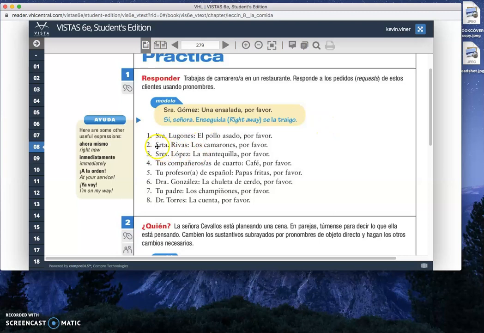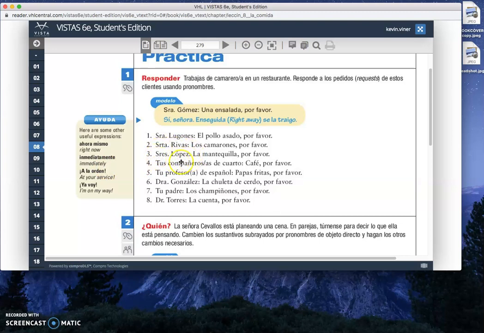Número 2. Here we have Señorita Rivas, and she's asking for los camarones, por favor. Pause it. And we're back. Sí, señorita. Enseguida se los traigo. The se again is referring back to Señorita Rivas. Los is referring to los camarones. Y traigo, we already know. Muy bien.